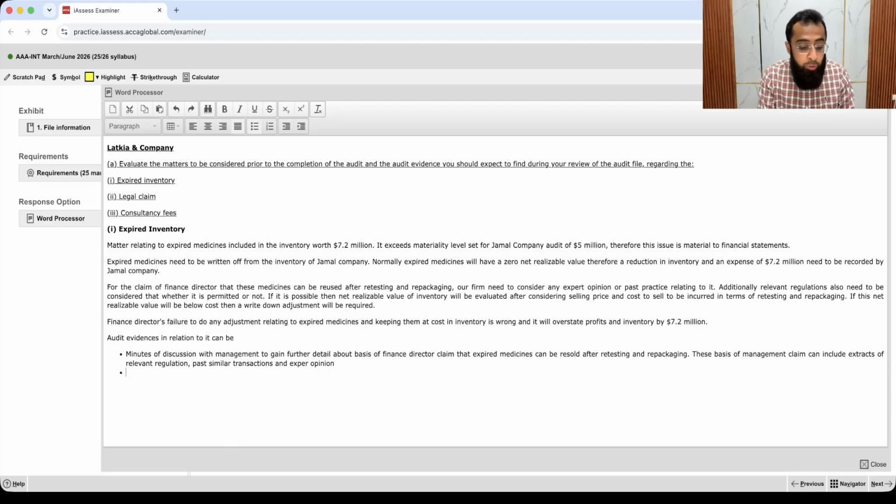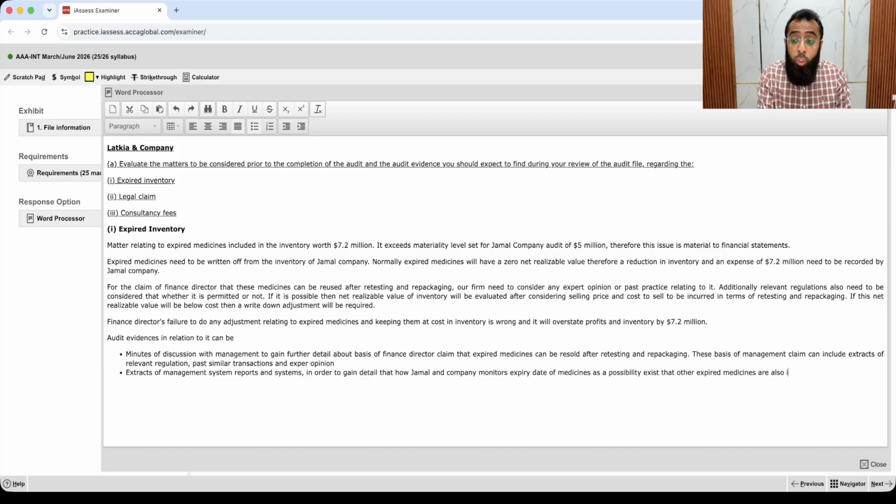Okay. So I would say extract of management system reports and systems in order to gain detail that how Jamal and company monitors expiry date of medicines, as a possibility exists that other expired medicines are also included in the inventory. Okay, like how you monitor the expiry dates, what systems you have, or we can do a physical visit also. Like evidences of physical visit, maybe site visit evidences, where we have some photos or something to verify that these expired medicines were separated from normal inventory.